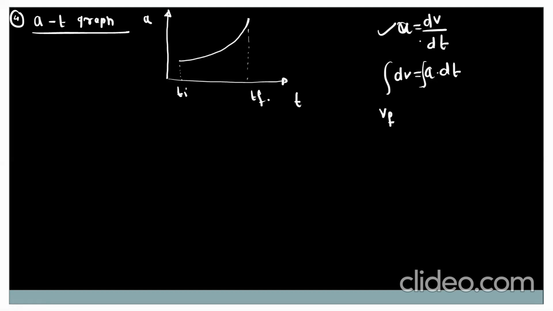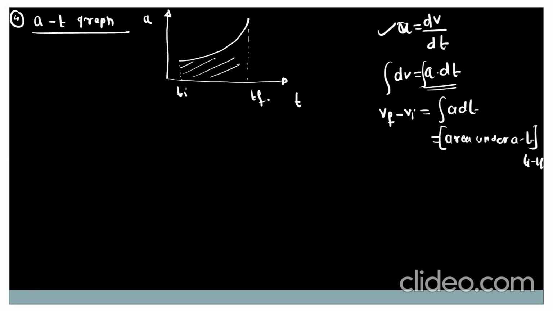So from the acceleration, we can find out the velocity as acceleration is equal to dv by dt. If you integrate this dv, we will get v final minus v initial if you put the limits of initial time and final time. So this integration of a dt will become the area under the AT graph from time ti to tf. This total area is nothing but the integration of a dt.